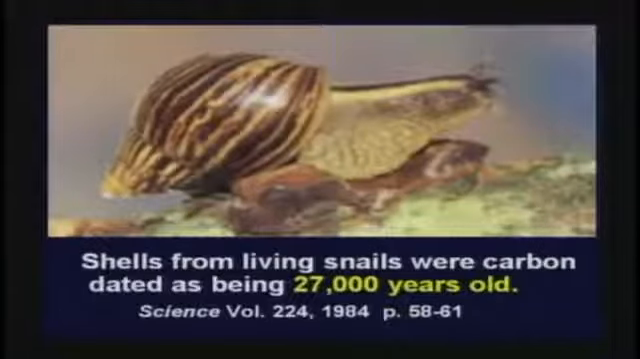It never gets better. 1984, living snails carbon dated 27,000 years old. 1992, 2 mammoths found side by side. They carbon date them. One is 22,000, the other is 16,000. Which one's right? Or are both of them wrong? Or are both of them right? There is no possible way to tell.